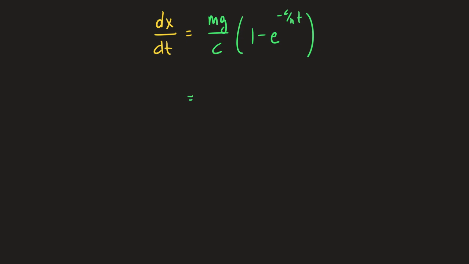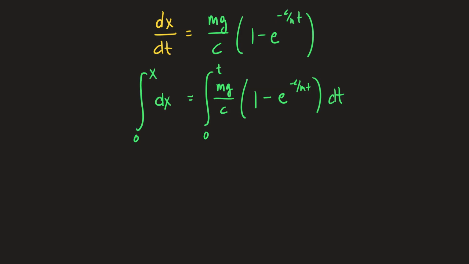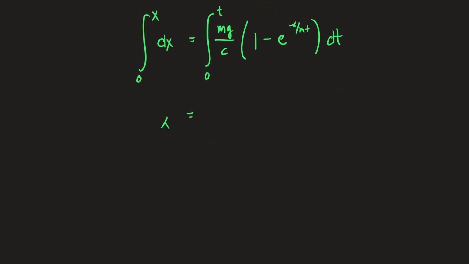Integrate both sides. Set our boundary conditions. And begin. This side's just x. That one's easy. I'm going to factor the mg over c outside, and then I'll start the process of doing the antiderivative term by term. So my first antiderivative is the antiderivative of 1 with respect to t. I don't think that's a lot of work. I think we all can kind of go with it's t.